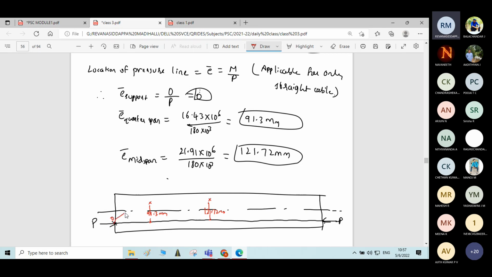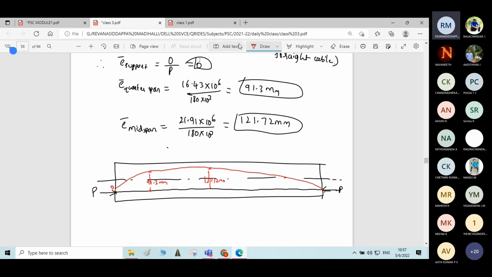So finally, joining the points, this is the nature of the pressure line, the thrust line. So this completes the problem.